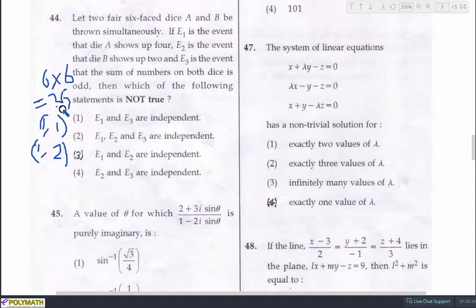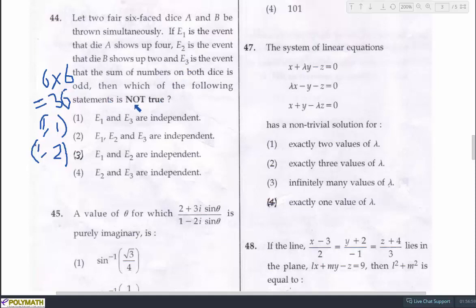So 18 is favorable here, and the total is 36. So E3 is nothing but 18 by 36. P of E3 is 18 by 36, which is 1 by 2. So what have we learned? P of E1 is 1 by 6, P of E2 is 1 by 6, P of E3 is 18 by 36, which is nothing but 1 by 2. Then, which of the following statements is not true?